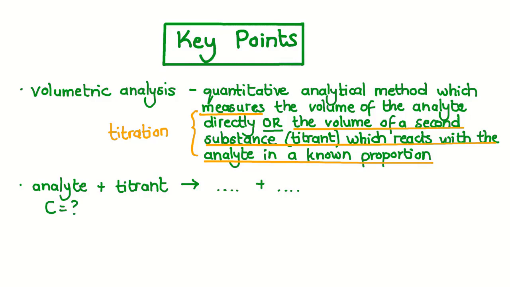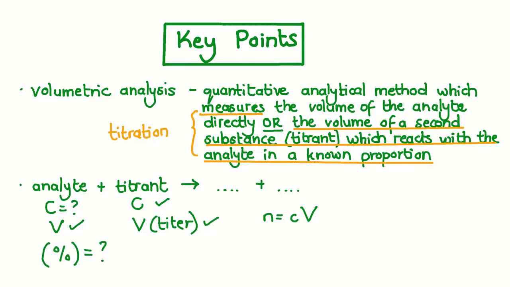Typically, in a titration, the concentration of the analyte is unknown. However, its volume is known as well as the concentration and volume of the titrant. These 3 pieces of information, as well as the key equation number of moles is equal to concentration times volume, can be used to determine the concentration of the analyte. We can also use a titration to determine the percentage of analyte in a mixture.